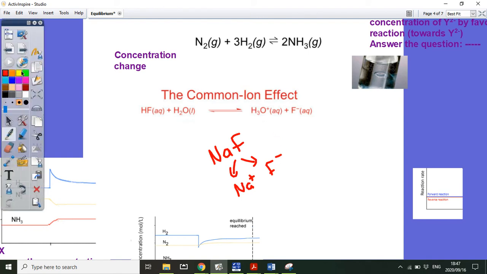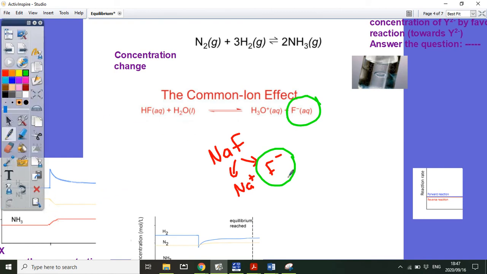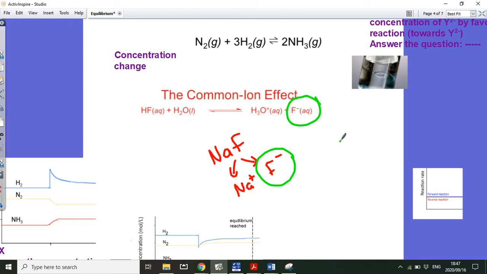Now look for the common ion. There is F minus and there is F minus. So the common ion is F minus, and my stress is actually just the increase in F minus. Then we're going to go through the same motions. The stress was the increase in the concentration of F minus. So according to Le Chatelier, the reaction is going to tend to decrease the concentration of F minus, favoring away from there, which means it's the reverse reaction that will be favored.